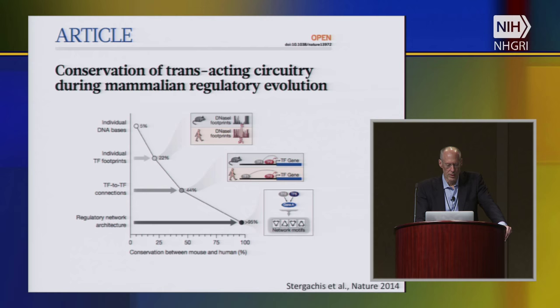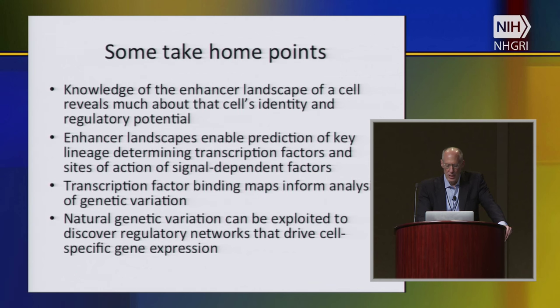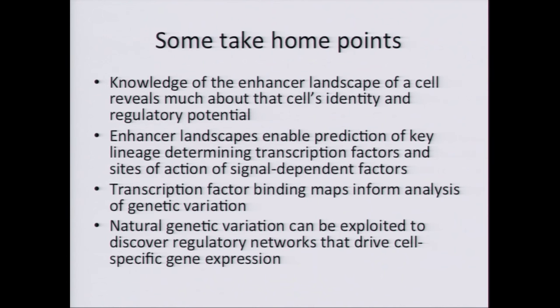So we think that what we learn in the mouse, we will probably be able to confirm in humans, although I would make the point that there's enough genetic variation among human individuals to do a lot of what I showed you that we did in the strains in mice. So for some take-home points, first I would say that knowledge of the enhancer landscape of a cell reveals much about that cell's identity and its regulatory potential. Enhancer landscapes enable prediction of key lineage-determining transcription factors and sites of action of signal-dependent factors. Transcription factor binding maps will inform analysis of genetic variation. And this last point, for us, is very important. We think that we can use natural genetic variation to discover regulatory networks that drive cell-specific gene expression.